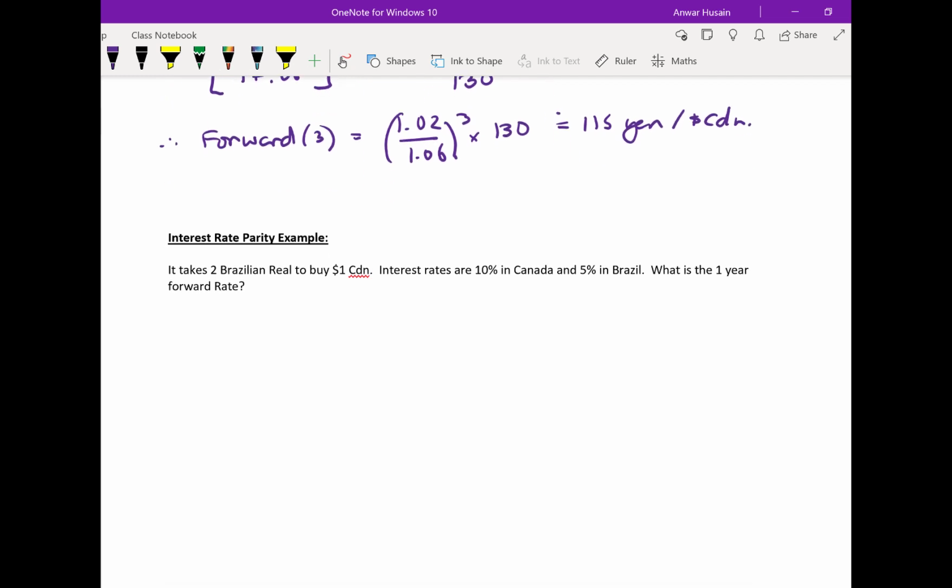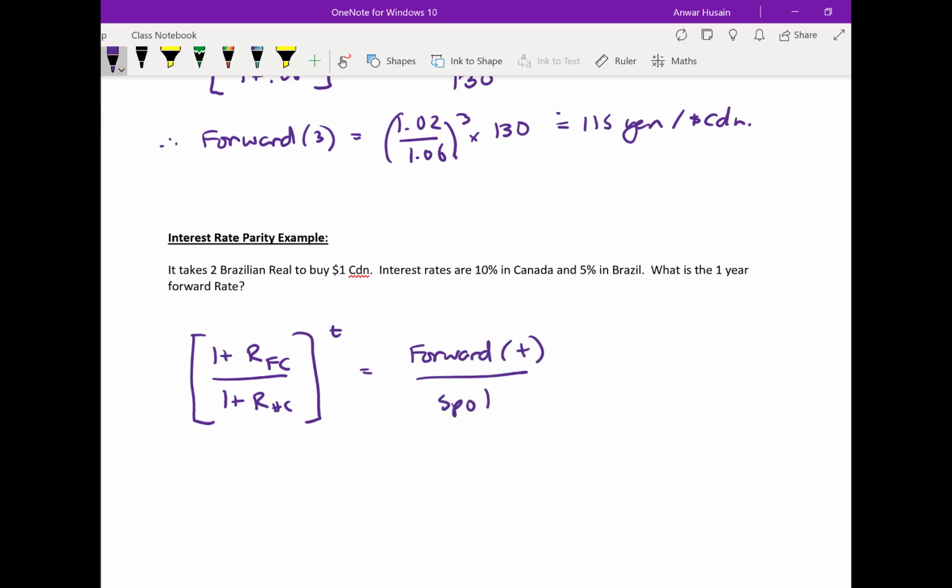Now the formula, let's start with that first. The formula is going to be 1 plus the foreign interest rate over 1 plus the interest rate in the home country, to the power of t, is equal to the forward rate at time t over the spot rate. So almost identical. The only difference is that RFC is equal to the interest rate of the foreign country, and RHC is equal to the interest rate in the home country.